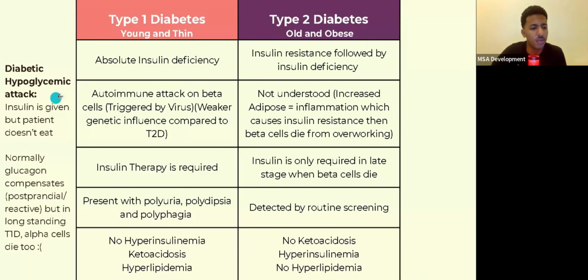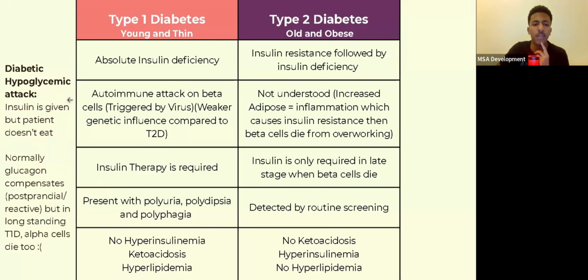Now, there's one thing which I really want to talk to you about, especially since we're fasting now, which is diabetic hypoglycemic attack. Usually, when you're fasting and then you eat a meal, the insulin overshoots, okay? And this is normal. It's known as postprandial or reactive hypoglycemia. Insulin overshoots, and then the glucagon is going to fix it back, okay? So the levels go back to normal. This is in a normal individual.